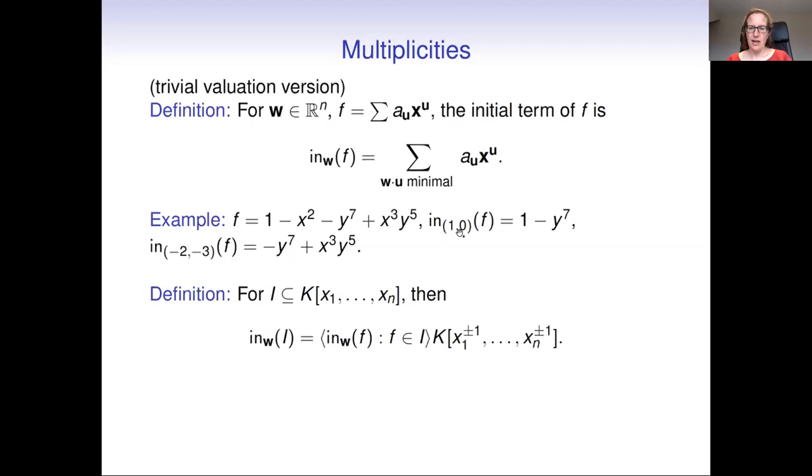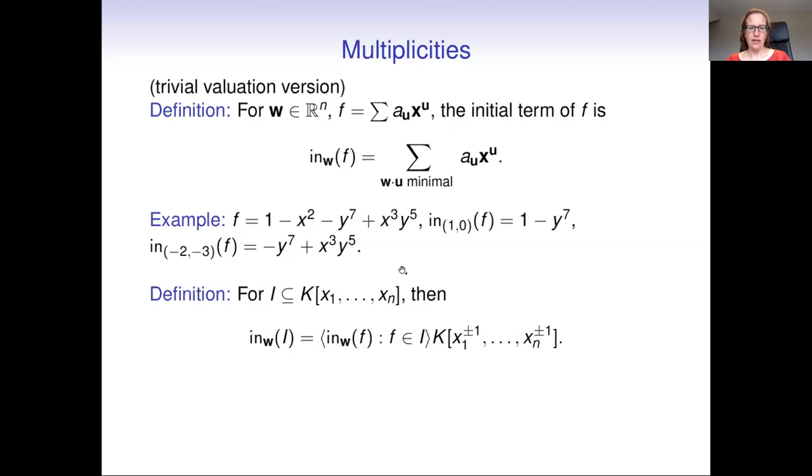Let's look at an example. If I start with the polynomial 1 minus x^2 minus y^7 plus x^3 y^5, and I set w to be (1, 0), then I claim that the initial term with respect to (1, 0) is going to be 1 minus y^7. So I have to compute the weights w·u. Here w is (1, 0), and u is (0, 0), (2, 0), (0, 7), and (3, 5). So my weights are going to be 0, 2, 0, and 3. So the minimum is 0, and that's achieved at 1 and minus y^7. And so the initial term is 1 minus y^7.